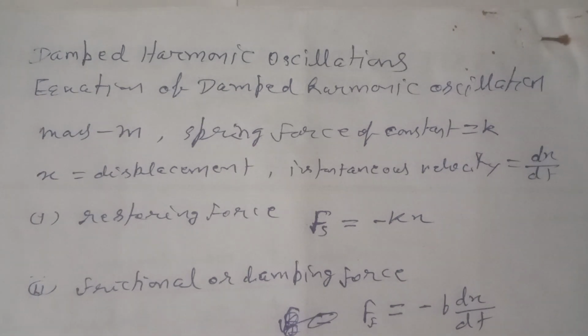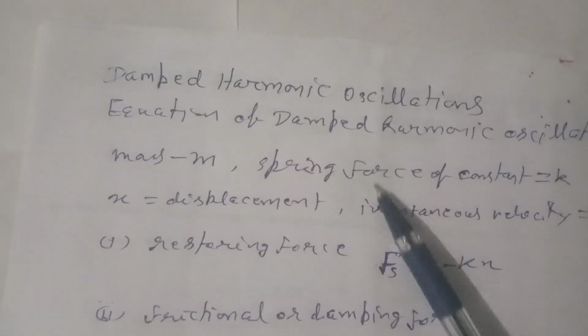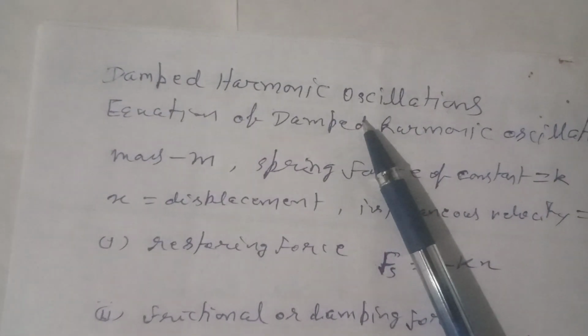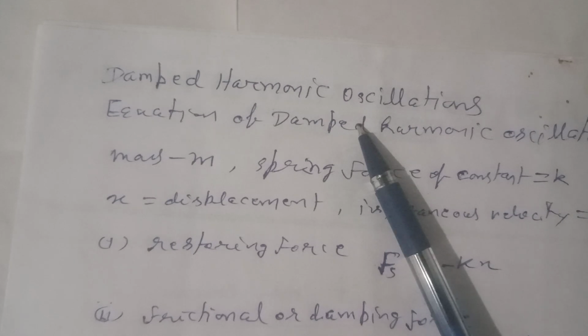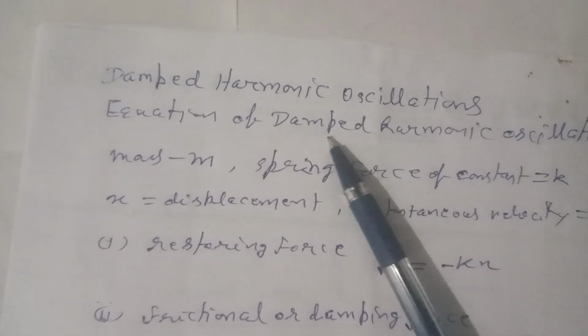Damped harmonic oscillations. Whenever a system is set into oscillation under no external force, no external influence, its amplitude of oscillation gradually becomes zero or decreases to zero.